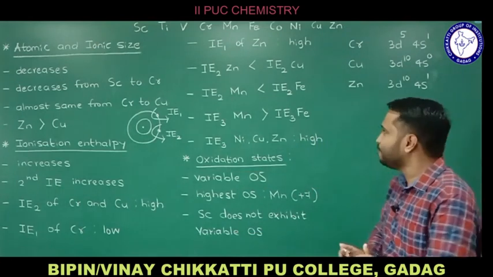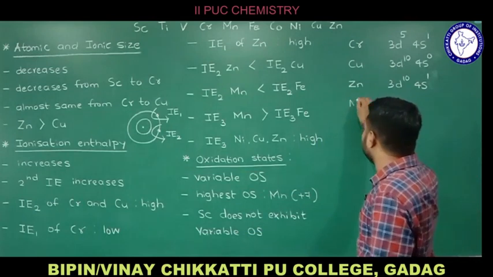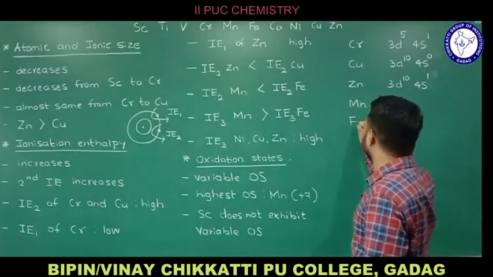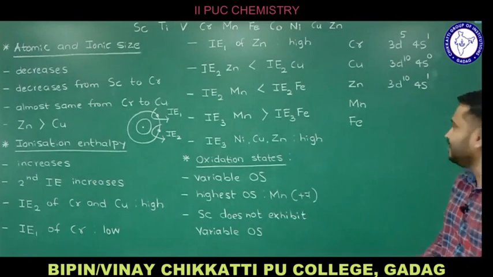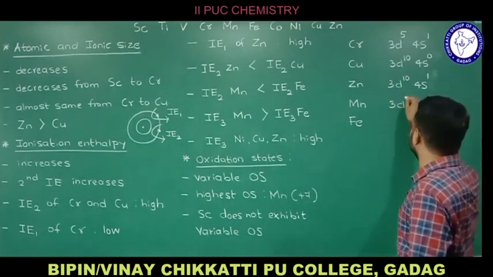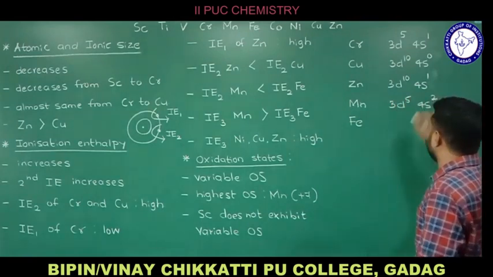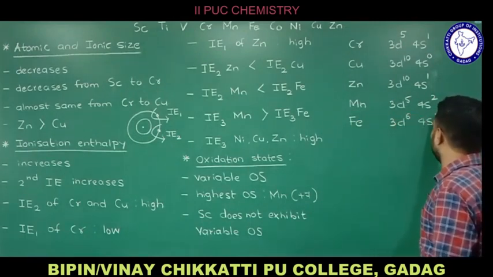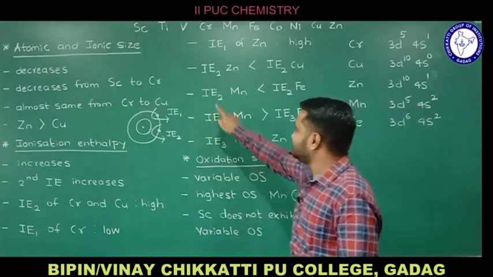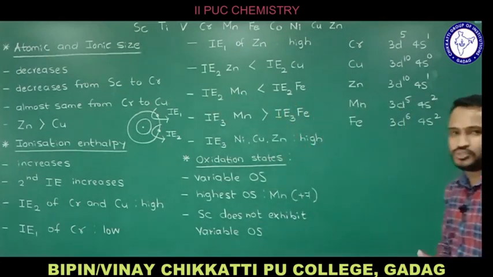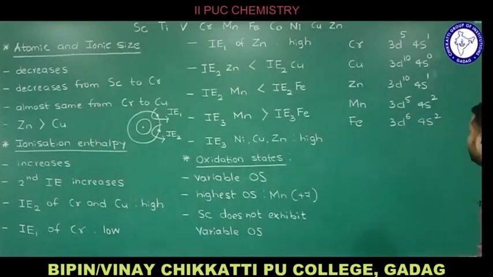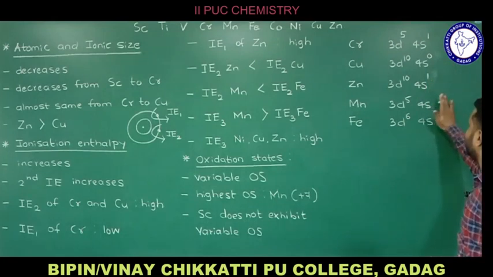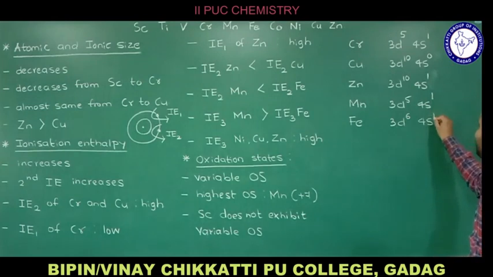We'll compare some other examples. I'm going to consider manganese and iron. Manganese, atomic number 25, has electronic configuration 3d5 4s2. Iron, 26, has 3d6 4s2, and we'll see the second ionization energy of these two. First ionization energy means we need to remove one electron from each, and we are left with 4s1 in both.